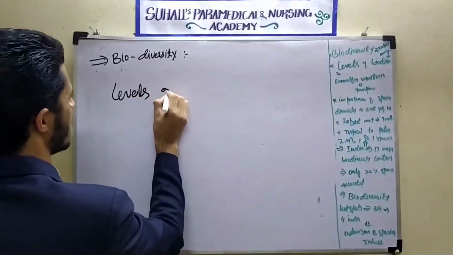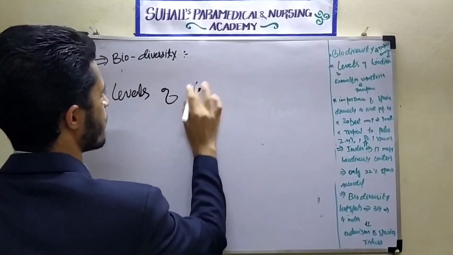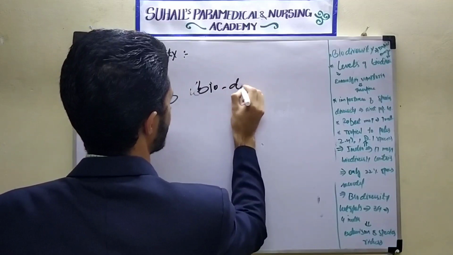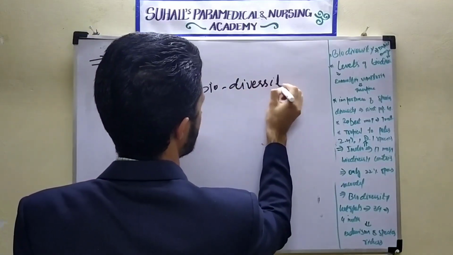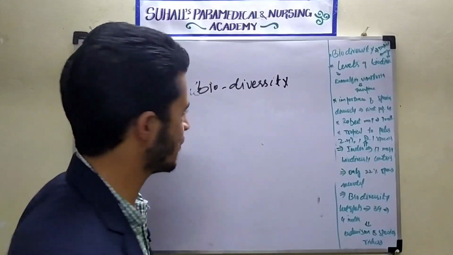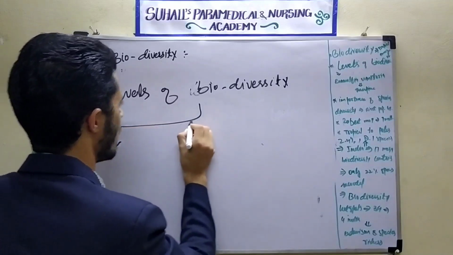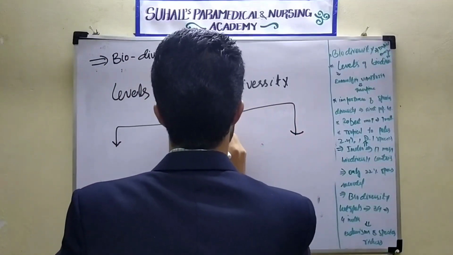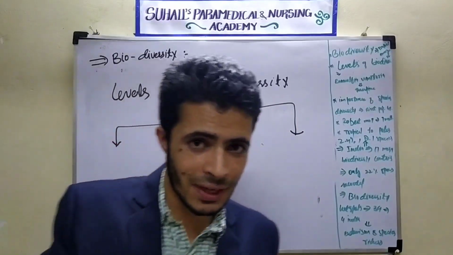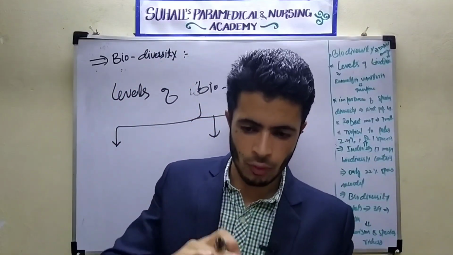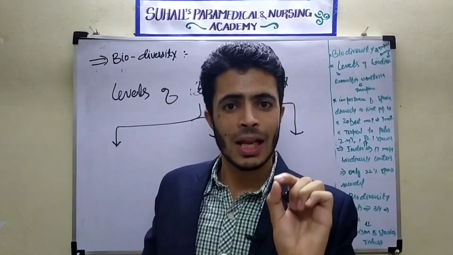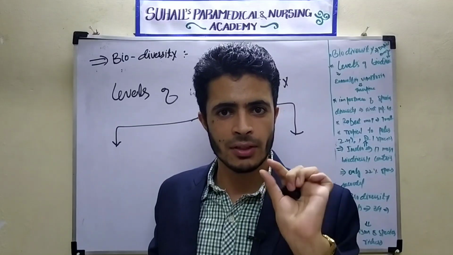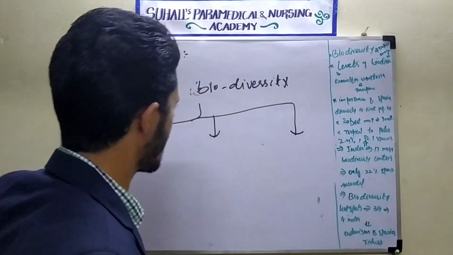Level means the levels of biodiversity. I will explain the levels of biodiversity. There are three levels. What is the meaning of level here? Actually, what are the different levels where we can see that life is diverse, that life has variety and variability? There are three levels.